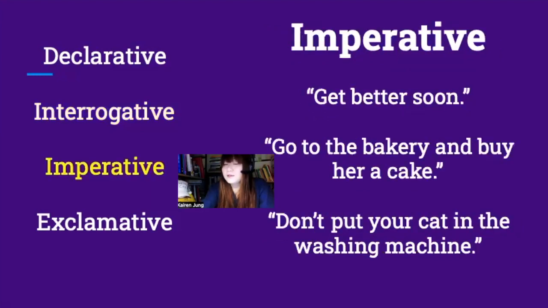Third, we have the imperative sentence, which literally has you talking imperially, like an emperor telling people to do this or do that. It can also be called a command or a commanding sentence. Examples of imperative sentences can be, "Get better soon." "Go to the bakery and buy her a cake." And "Don't put your cat in the washing machine."